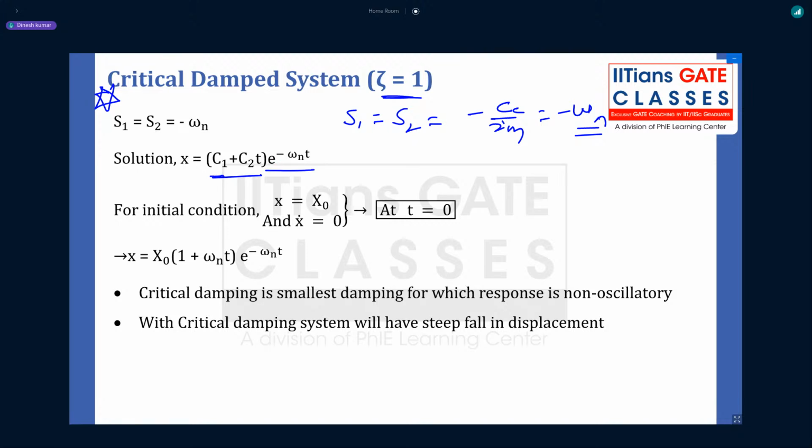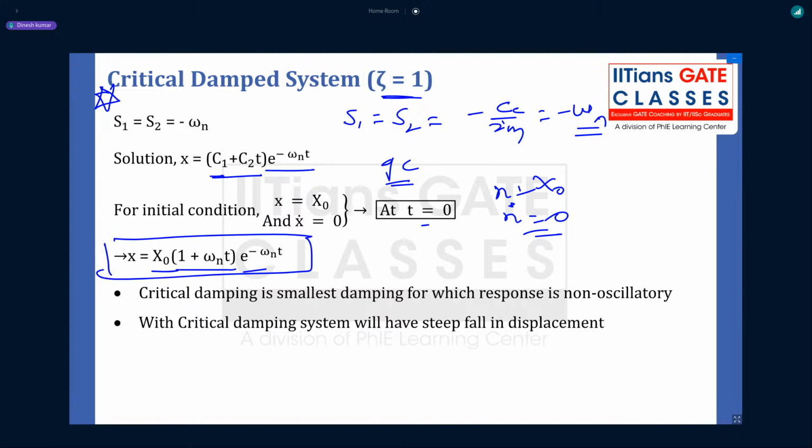Now here again C1 and C2 are constants and can be found from initial condition. Now if your initial condition at t equal to 0 is x equal to capital X naught and velocity x dot is 0, what is the solution? It is given by x naught into 1 plus omega n t, e to the power minus omega n t. Now guys, again if you see this, the response is exponential and it is a non-oscillatory response.